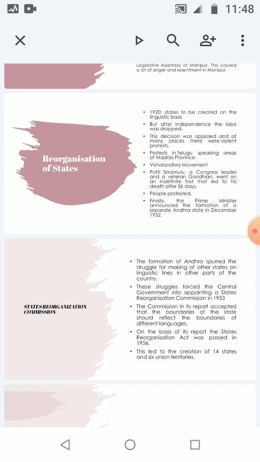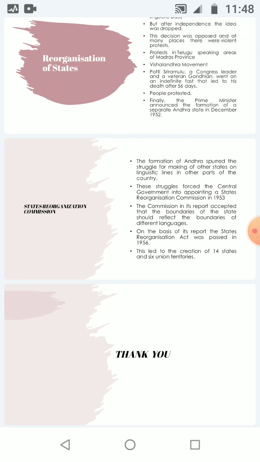In 1953, the government appointed a States Reorganisation Commission. On the basis of the commission's report, the States Reorganisation Act was passed in 1956. This led to the creation of 14 states and 6 union territories at that time. In this way, the linguistic states accepted the principle of diversity, and today we all are living in free India with tolerance and harmony. And always we will live in the same bond of brotherhood.